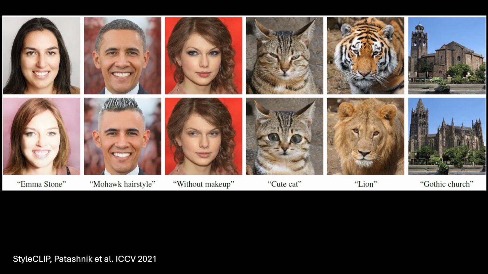So again, the fact that there is a tie between image and language means that you can push your generated images in the direction of words, right? So you could say, okay, take this picture and now give him a mohawk hairstyle, right? And so the idea is that the embedding of this image should be consistent with the words mohawk hairstyle while still containing the main content of this image, right? Take off the makeup or make this cat cuter or make it look like a lion, right?